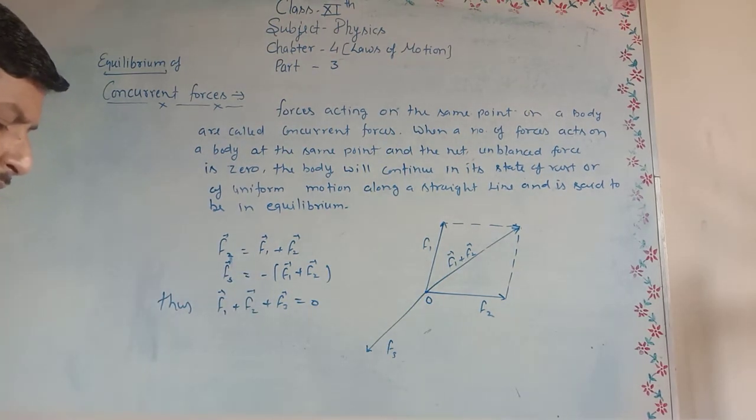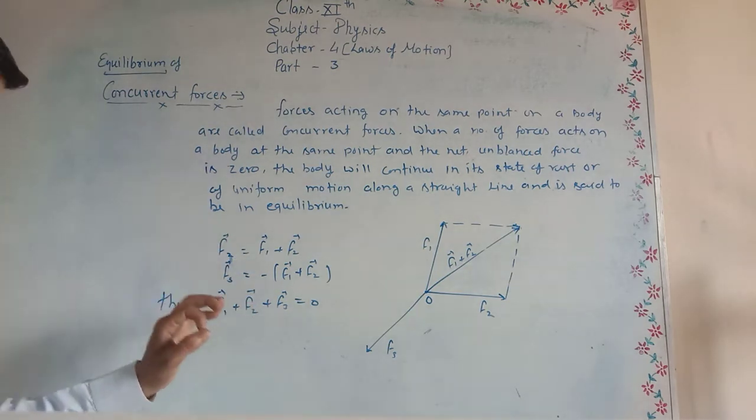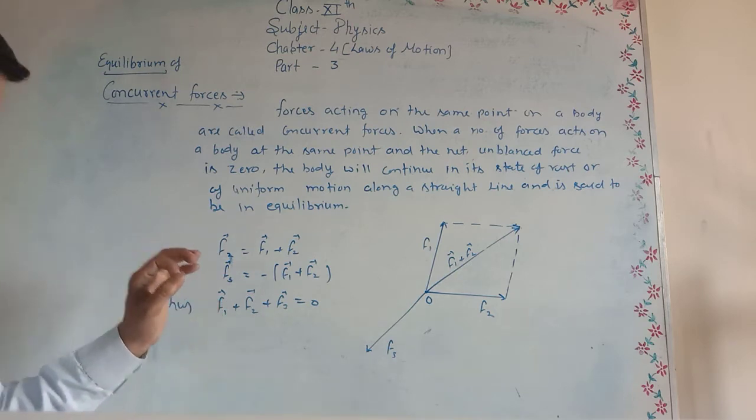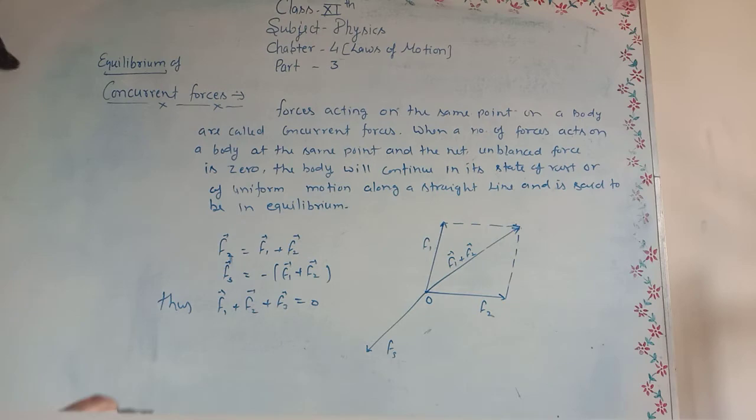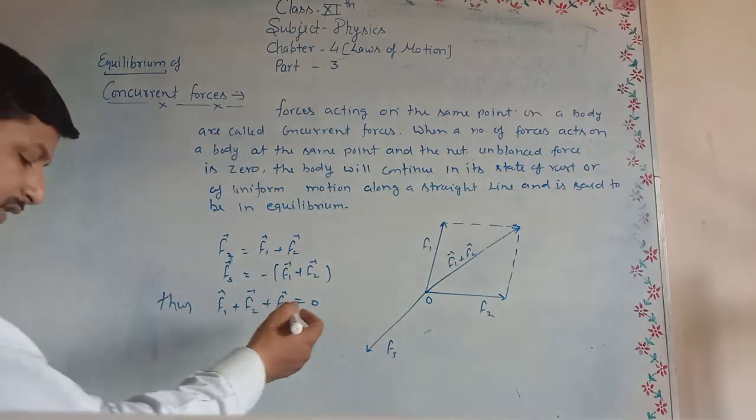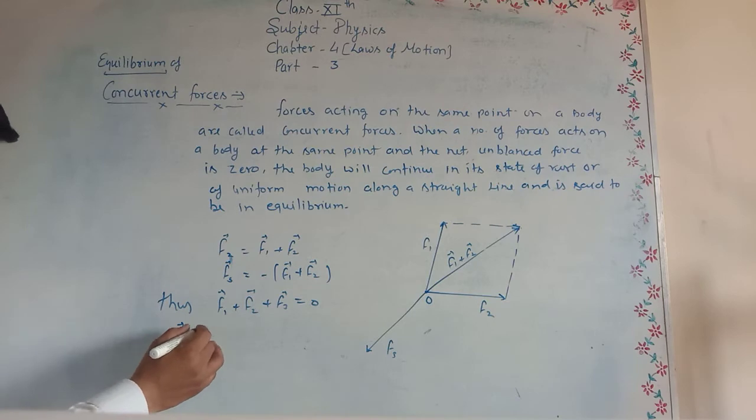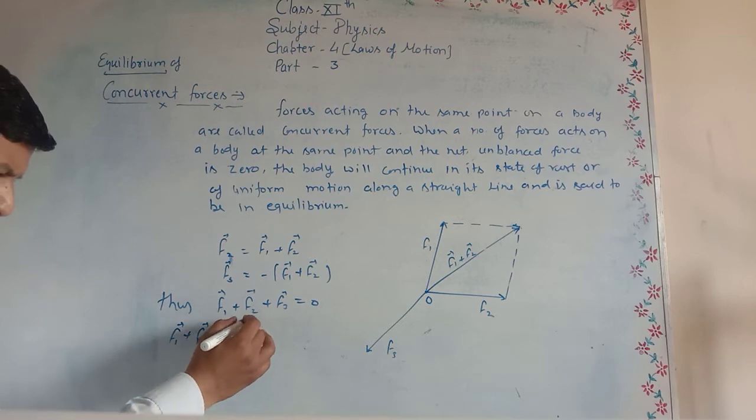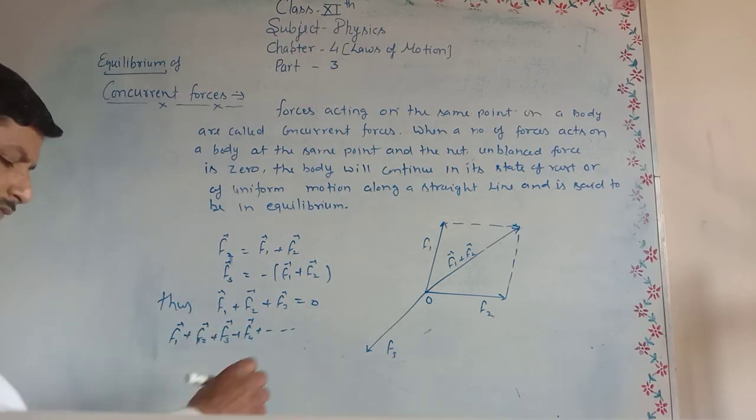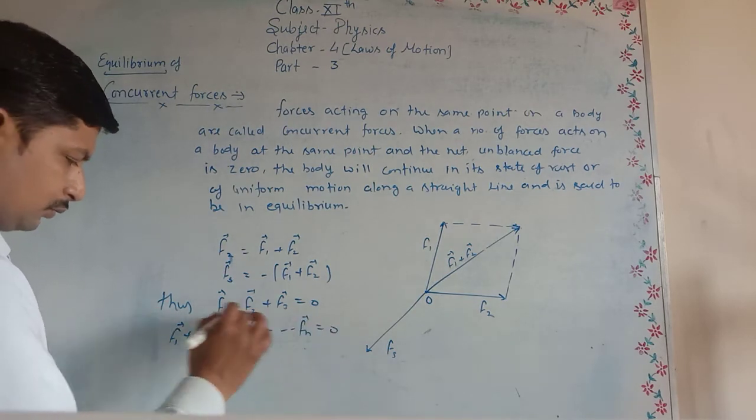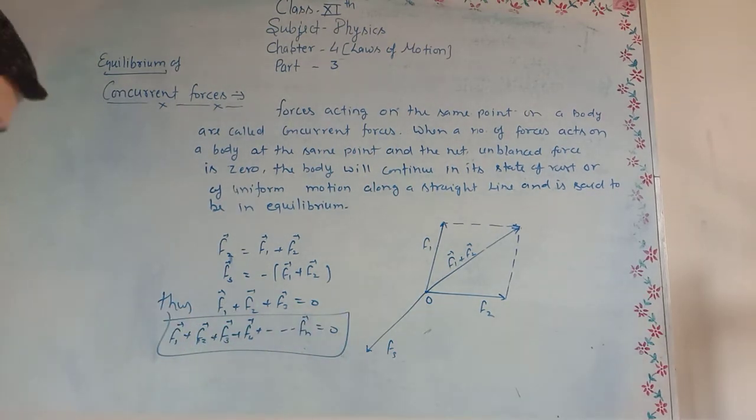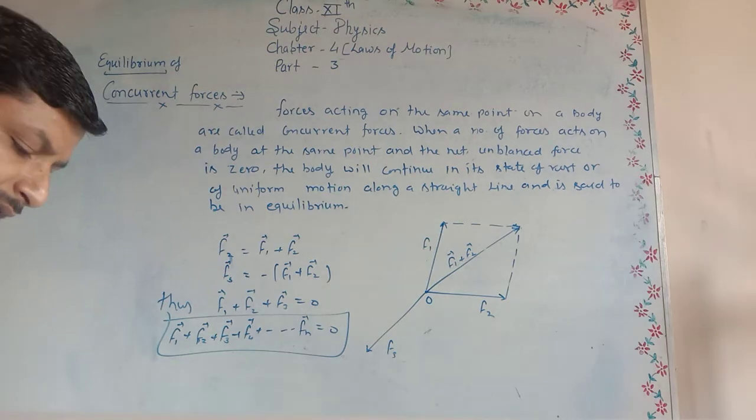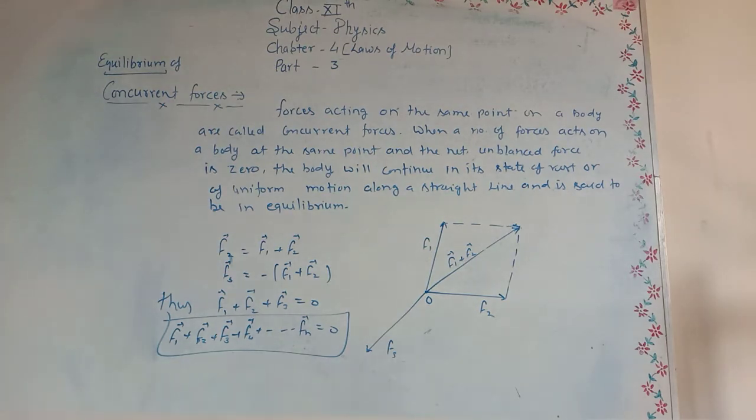Thus the condition for the equilibrium of a number of forces acting on a body at some point is that the vector sum of all these forces is equal to 0. Okay students, there can be many forces, F1, F2, F3, F4 and so on, Fn, and the sum is equal to 0. All the forces sum to 0. Okay students, you are understanding the concurrent forces and equilibrium of concurrent forces.